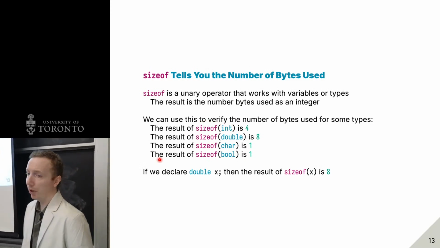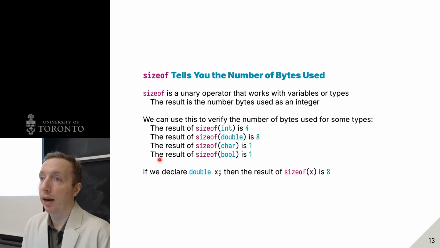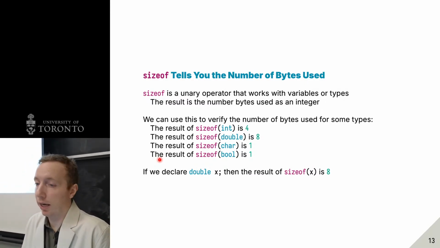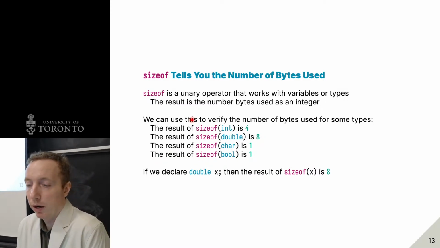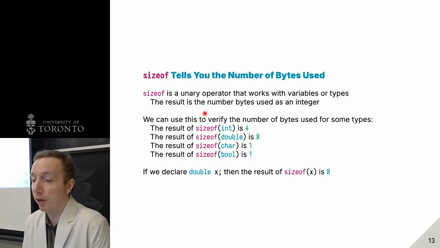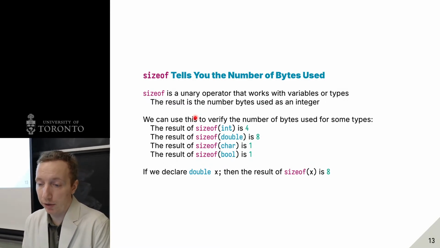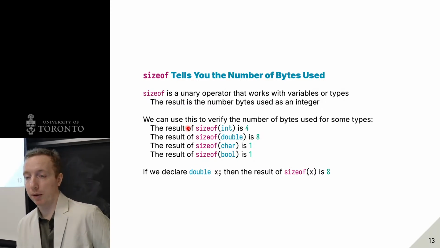Okay, a few other operators we have: one's called sizeof, and that takes as an argument a type and tells you the number of bytes used to store that type. So it works on variables and types, and again the result is the number of bytes used as an integer. So you can use this to verify the number of bytes used for some types.